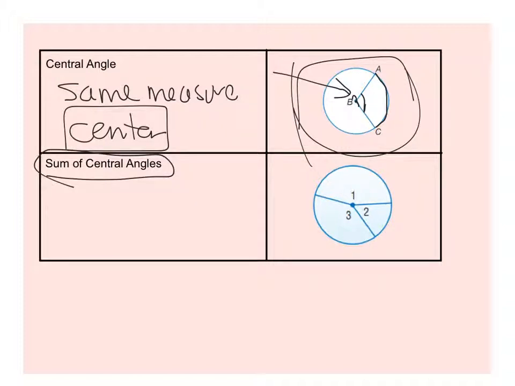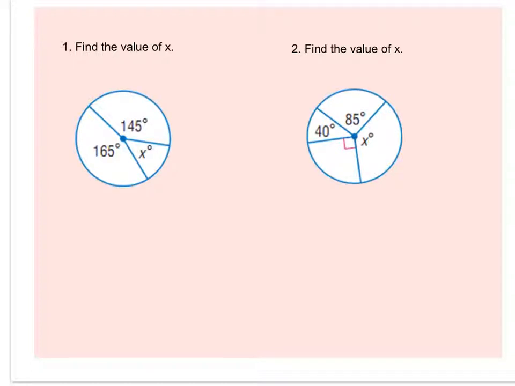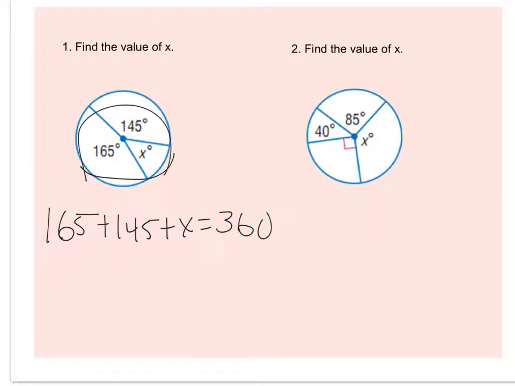Sum of central angles, well, if I add 1 plus 2 plus 3, I better add up to 360 because it makes an entire circle. So all angles have to add up to 360. Kind of like in a triangle, how all the angles have to add up to 180, except in a circle, they have to add up to 360. So turning around and using that information right away, if I've got these three angles, well, that means 165 plus 145 plus x is going to equal 360. Now it's just a simple algebra equation, so just crank that out.